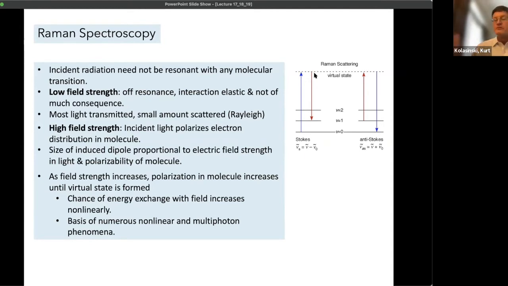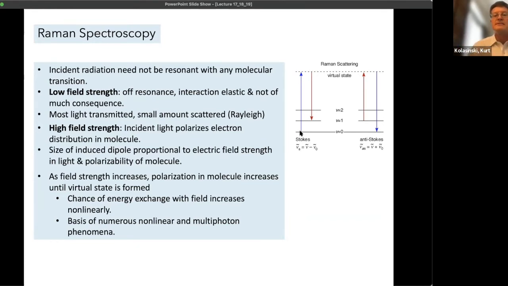A virtual state is a state of the molecule plus field, right? The electric field is imprinting itself on the molecule's electron distribution, and it creates a new state, this virtual state. As soon as the electromagnetic field goes away, that state goes away. But it leads to the chance for energy exchange between the photon field and the molecule. And this is really the basis of a number of different nonlinear multi-photon phenomena.